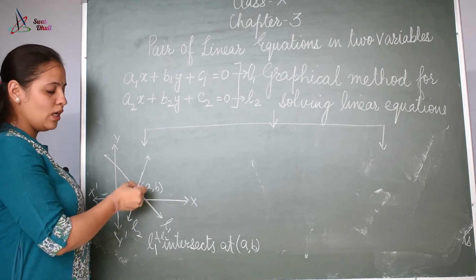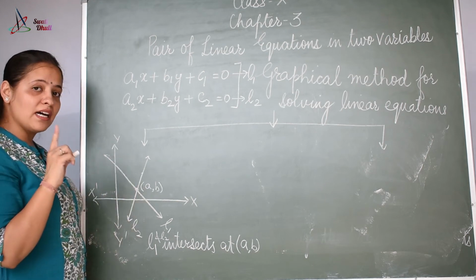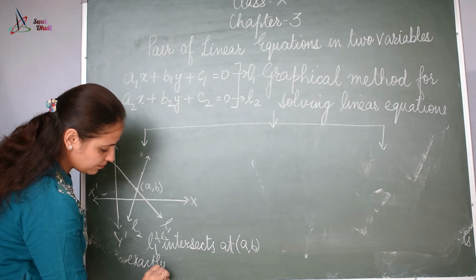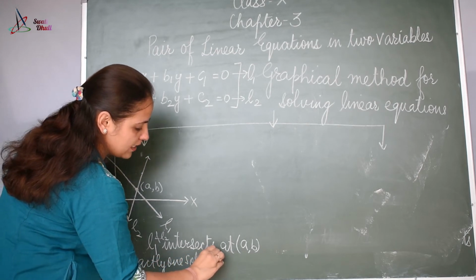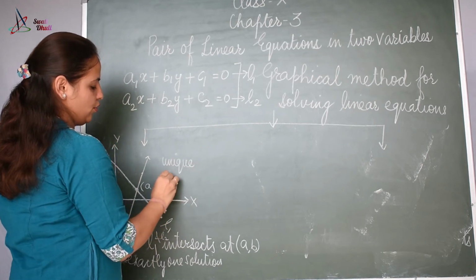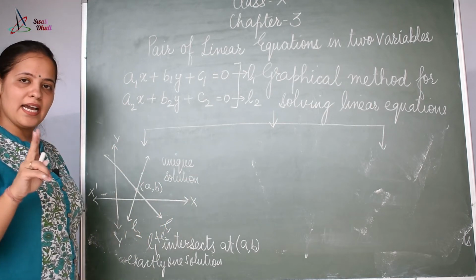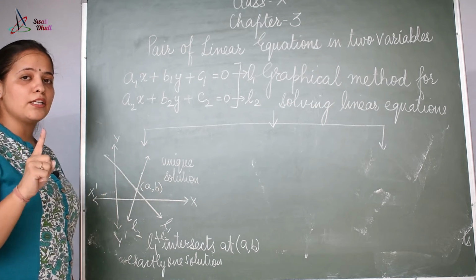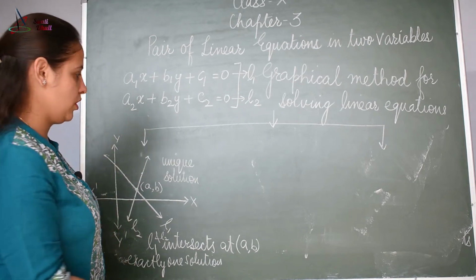That means when two lines are intersecting, they will have only one solution. That means exactly one solution, or you can say it will have a unique solution. So when two lines intersect, they will have only one solution, exactly one solution. That means a unique solution.